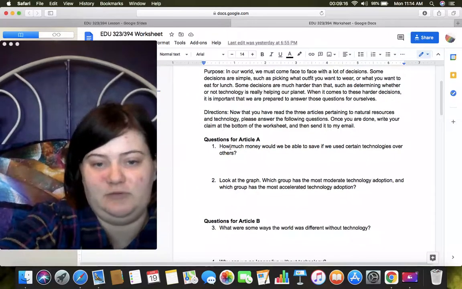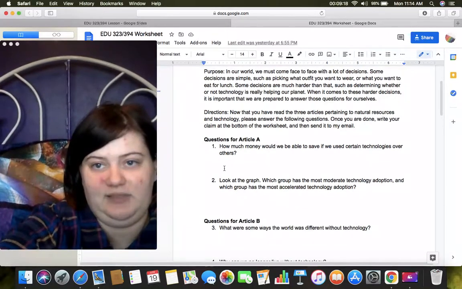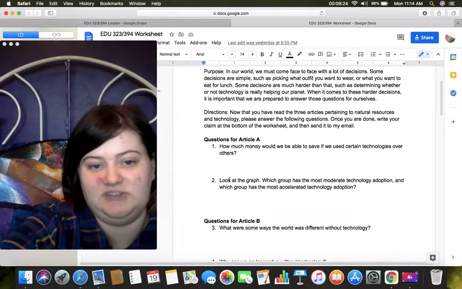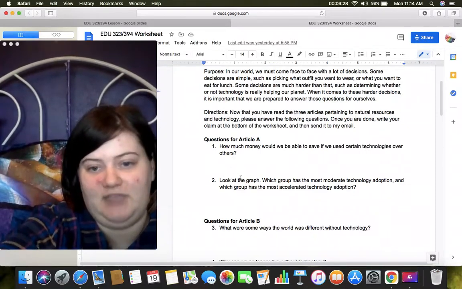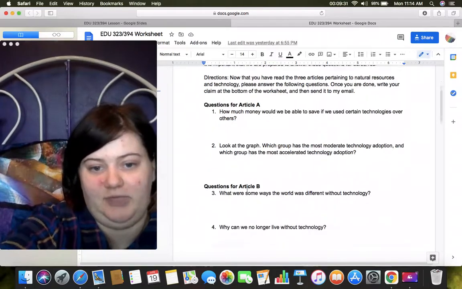So these are the questions for Article A. Like I said, how much money would we be able to save if we use certain technologies over others? And there's a graph in that article. So for the second question, you'll want to look at the graph and answer the question there.